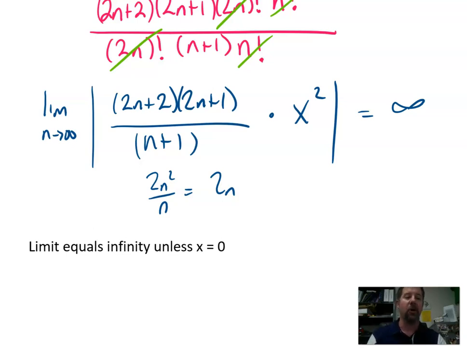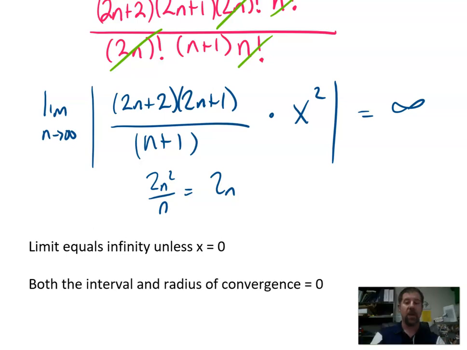We said we know all power series have to converge at c, and then that radius might be bigger, or the interval might be infinite. But we know all power series have to converge at c. So if you get the limit is infinity, then we know it's going to converge only at that point c. So in this case, both the interval and the radius of convergence equal 0.